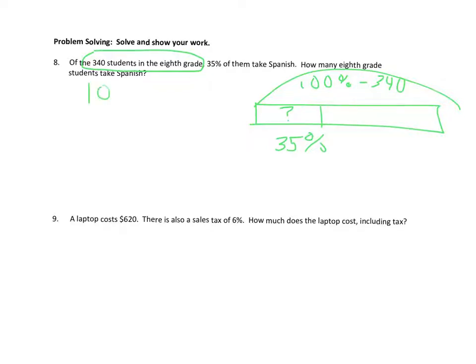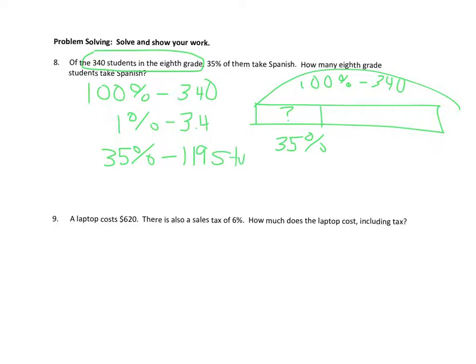But if I know that everybody, all 100% of them, is 340 students, then 1% of them would be dividing them both by 100. That'll give me 3.4 students. But I need 35% of them, which means I need to take my 1%, multiply by 35. So if I do the same with 3.4, it gives me 119 students. That's who make up that 35%.